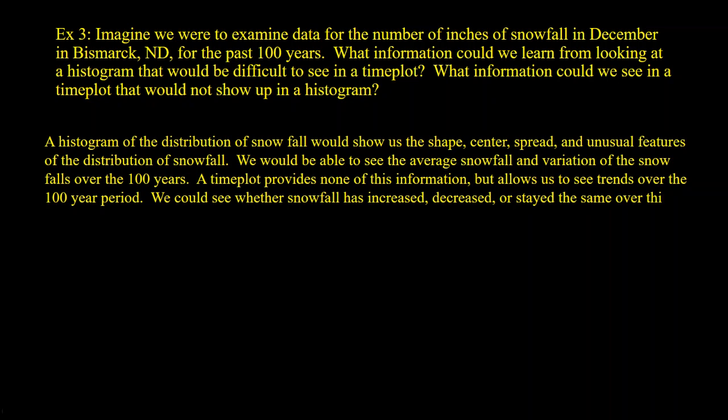So a time plot allows us to see the trends over time. It won't say the average temperature was this, the median was this, but it can show us if temperature has risen, if the average snowfall has increased over the past 100 years, has decreased. Maybe it will show us if there was a decade where it was lower than average or higher than average. So it can show us the trends of the snowfall.